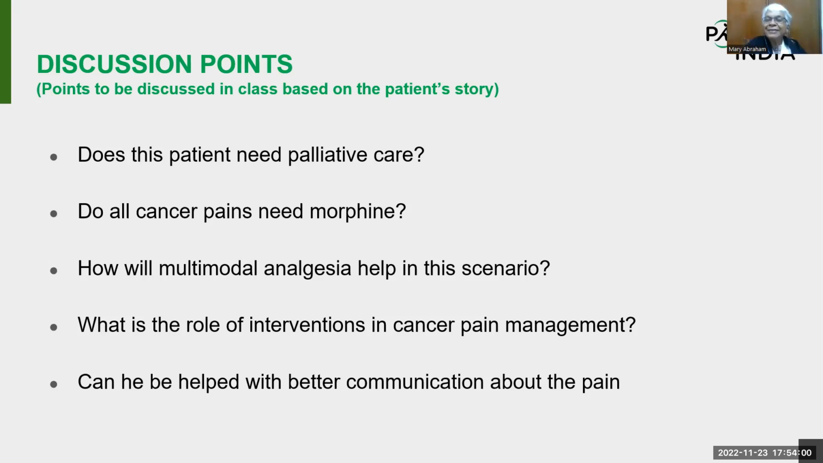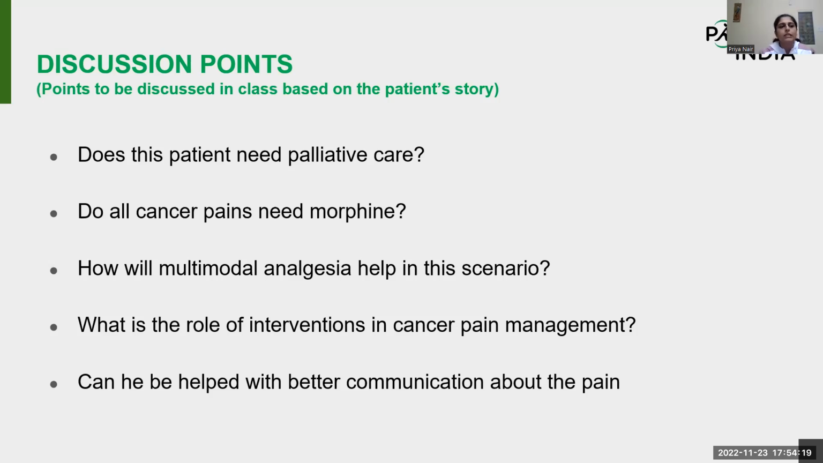Can I just ask a question? This gentleman had a query: why was surgery not done? He did undergo radiation and chemotherapy, but is there any particular reason why surgery was not done?